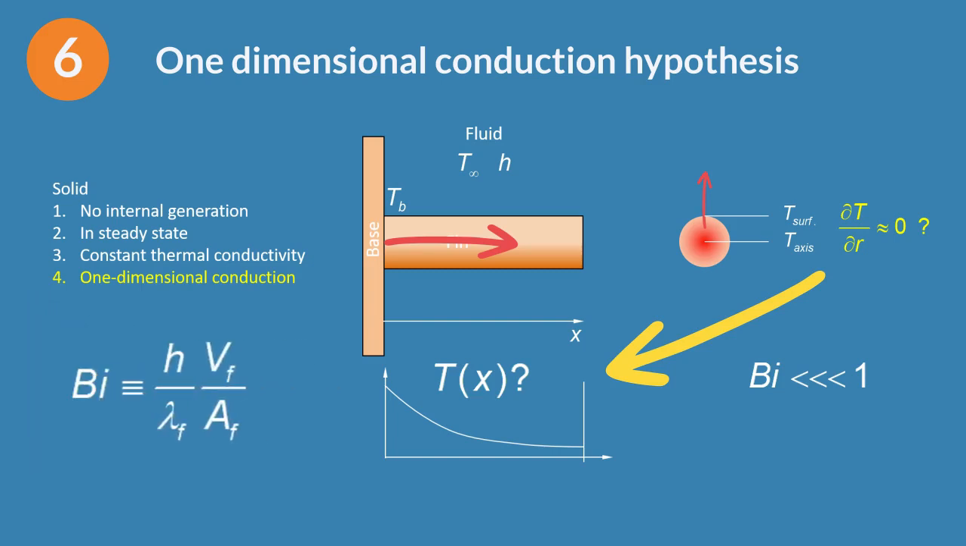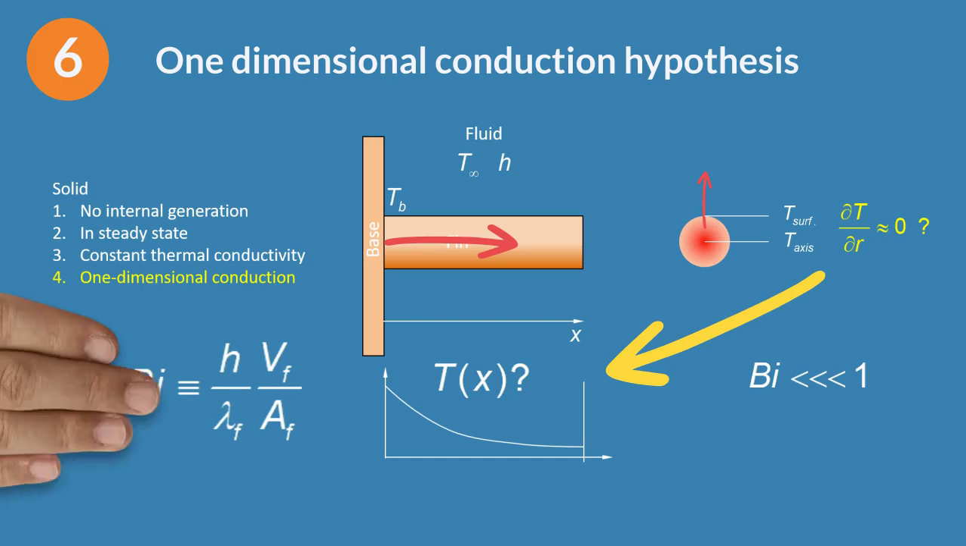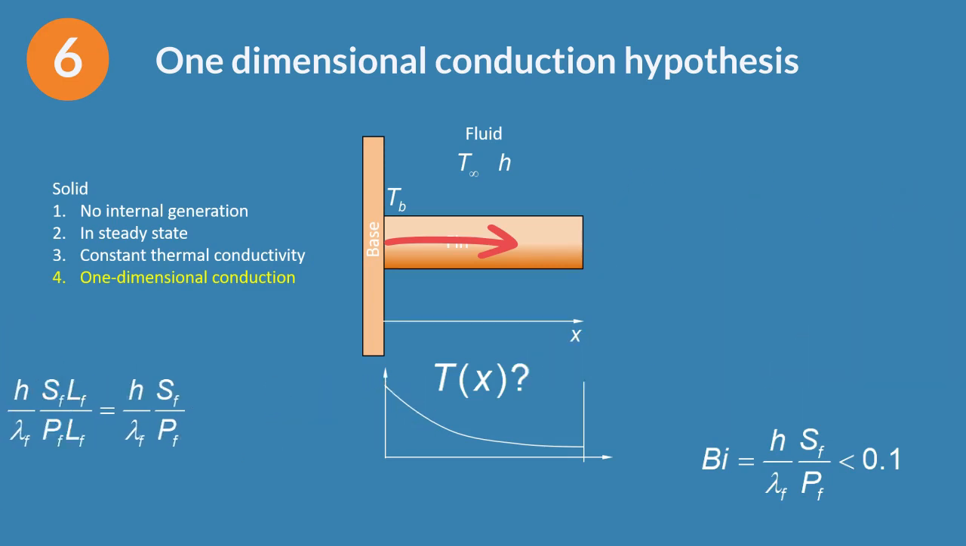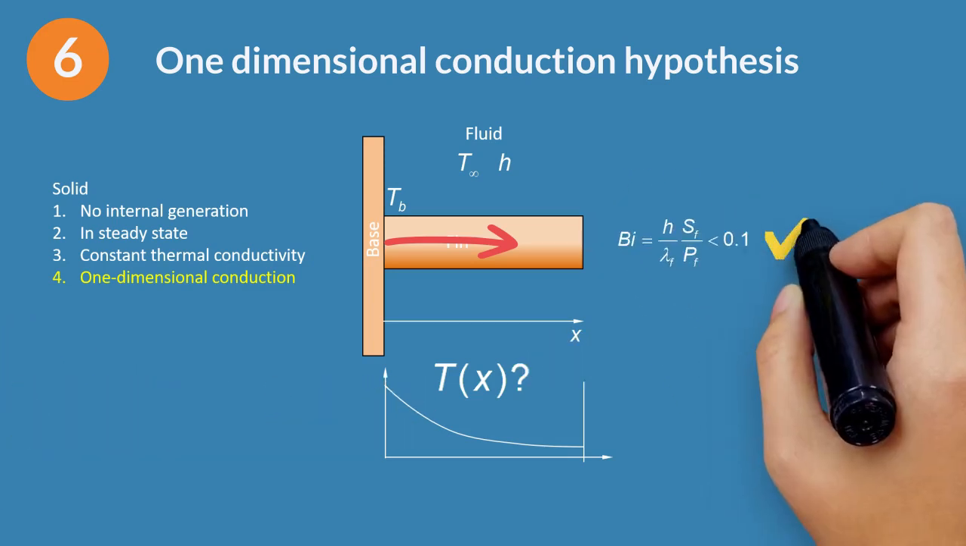The Biot number is a dimensionless number defined as the product of the film coefficient multiplied by the volume, which is divided by the product of the thermal conductivity times the outer surface. For a fin, the ratio volume to outer area can be replaced by the ratio between the cross-sectional area and the perimeter. As a practical rule, we will consider the one-dimensional conduction hypothesis to be fulfilled if the Biot number is below 0.1.